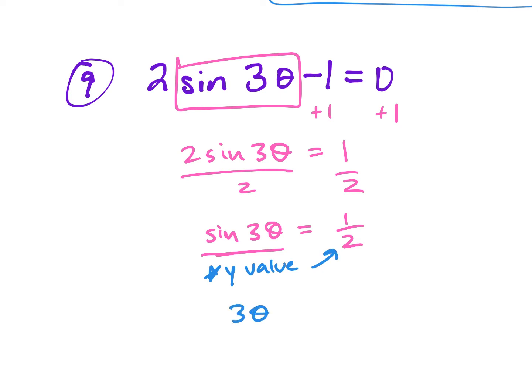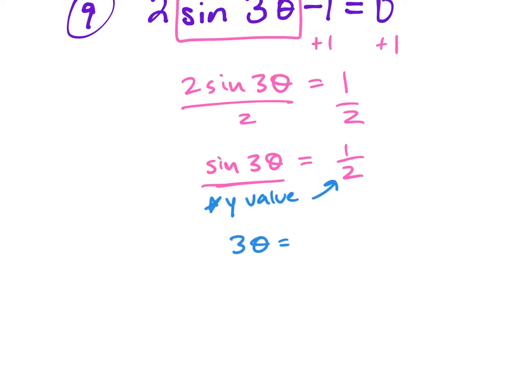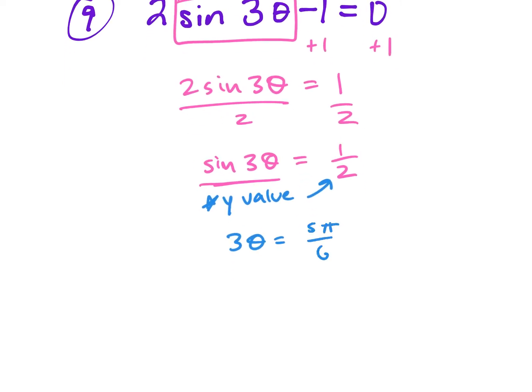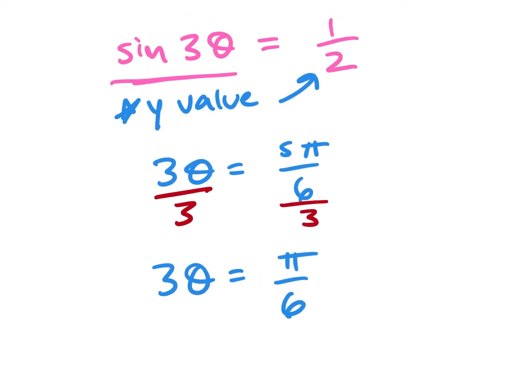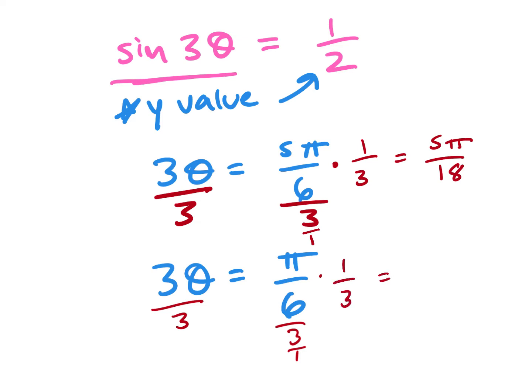So I have 3 theta is equal to, where's my y value 1/2? 5 pi over 6 and pi over 6. So I'm not done yet because I have that 3 that's being multiplied to theta. So what I need to do to get rid of the 3 is divide. Be careful when dividing. This is like dividing 3 over 1. So keep change flip, it becomes 1 over 3. So this would be 5 pi over 18. Same thing here, divide by 3. So multiply by 1 over 3, it would be pi over 18. So these are our 2 answers.